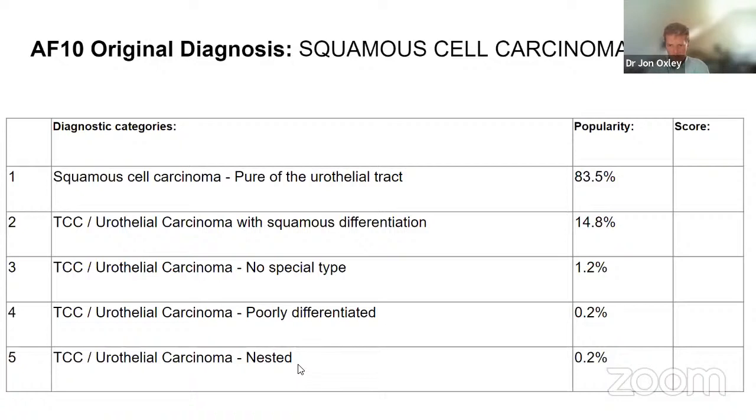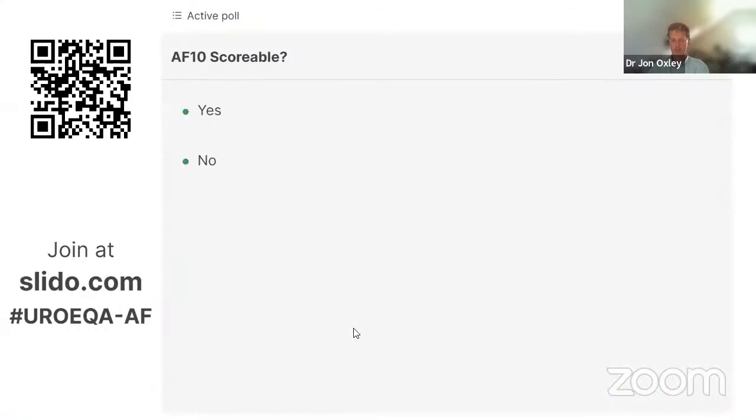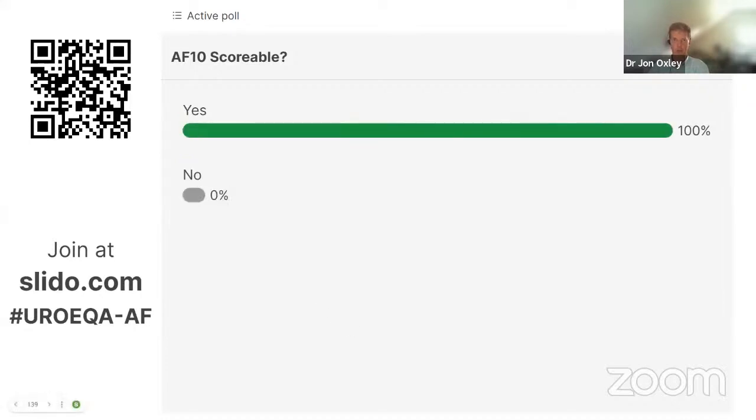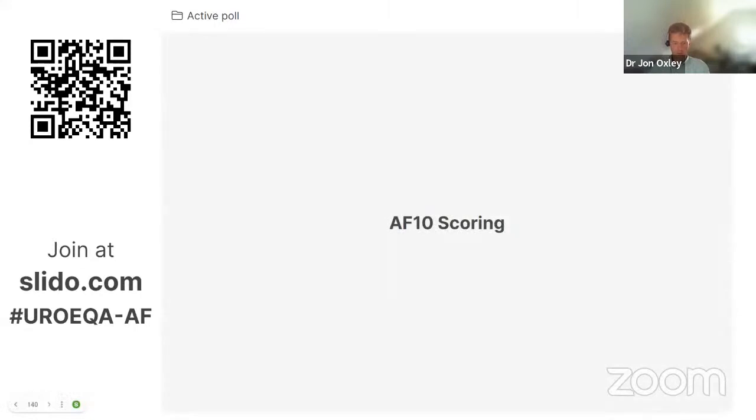And then we do get a lot of people who think this is a nested, but nested is obviously a low grade tumor and doesn't appear to be like this. So from the point of scoring, this is relatively straightforward that it can be scored. How you score these is really up to you, but I would say 1 and 2 is correct. 3 is probably not correct. 4 again is not correct, and 5 is probably again not correct. But again, I'll leave you. So let's just go on to the scorable. Again, I'm not going to wait for long because it's clearly a scorable case. Thank you. And then if you could score it for me, please.